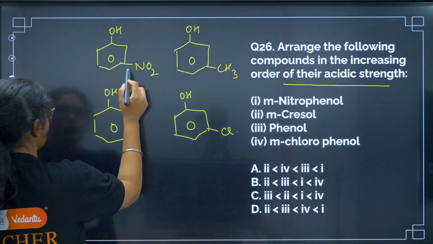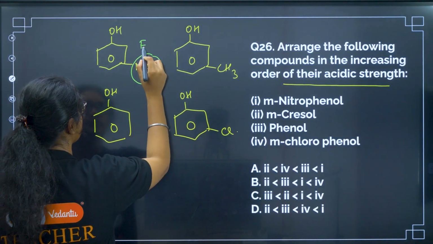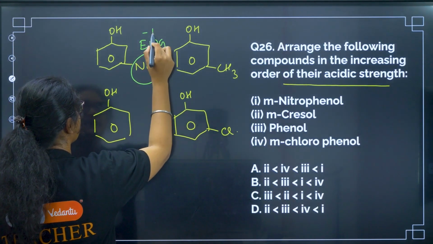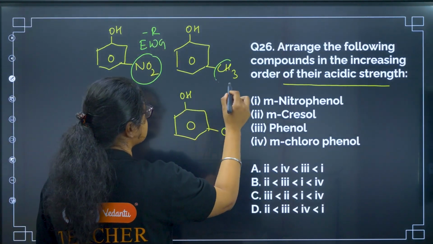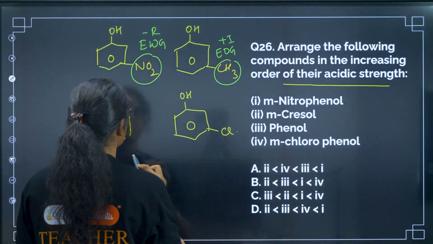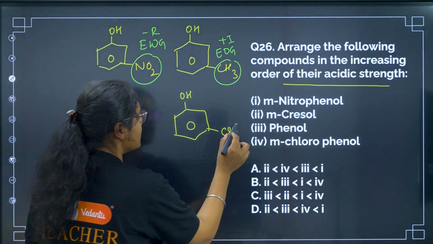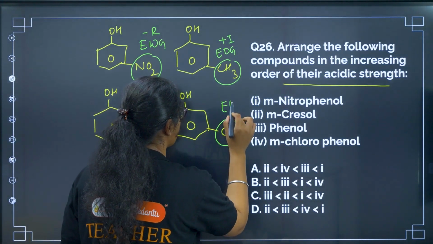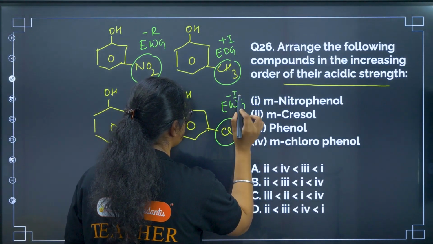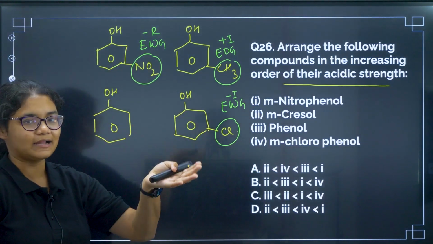So if you see NO2, it is an electron withdrawing group and it has minus R effect. Now CH3 is an electron donating group and it has plus I effect. OH has no substituent, so we can ignore it. Now chlorine is an electron withdrawing group and it has minus I effect. Okay, so now all the withdrawing groups increase the acidic nature, right?